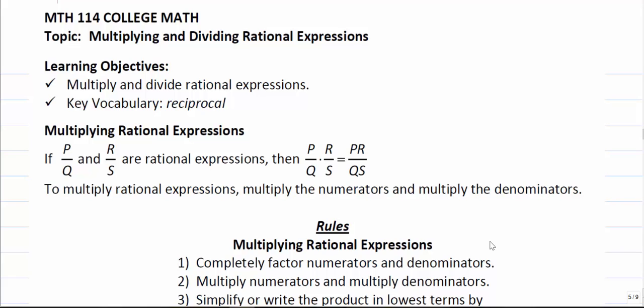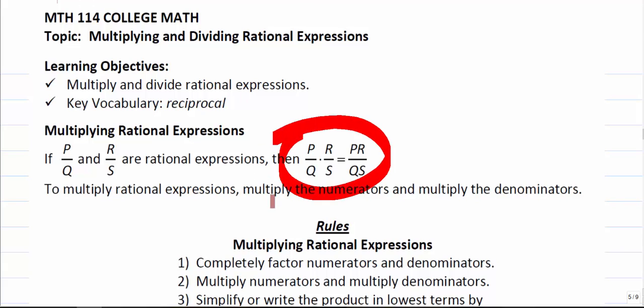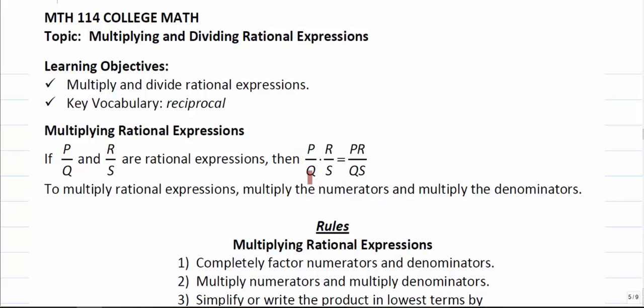Okay, so the next topic with rational expressions is how to multiply and divide them. And that's the only objective we've got. When we talk about multiplication of fractions, multiplying fractions is by far the easiest thing you can do with two fractions. For example, if I had 2 over 3 times 5 over 7, to multiply two fractions together, you multiply the numerators, and you multiply the denominators. That's it.